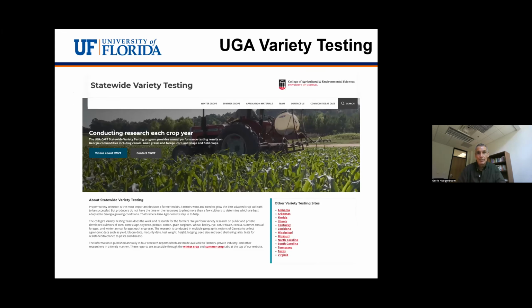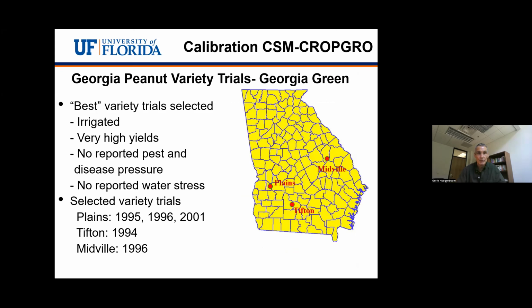To show you some other examples of less data intensity, many of you are familiar with statewide variety testing programs. In this particular case, I'm using some examples collected at the University of Georgia. Georgia is quite an important state where peanuts are being grown. This is a somewhat older data set, using a variety called Georgia Green. What you see here on the map is the state of Georgia, and you see 3 locations, Plains, Midville, and Tifton, where these varieties are being tested under irrigated conditions.